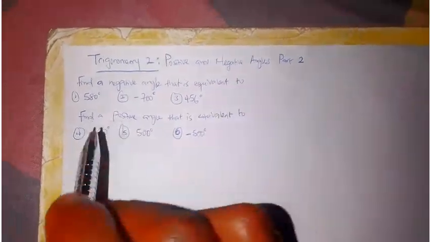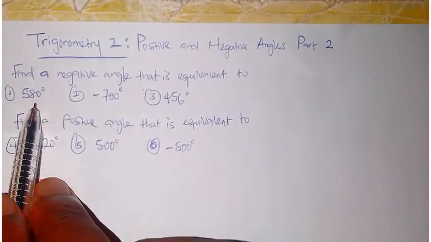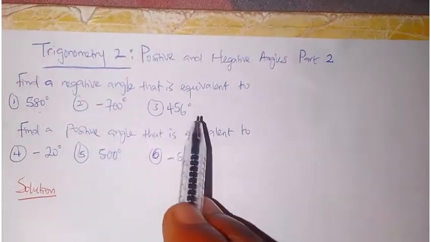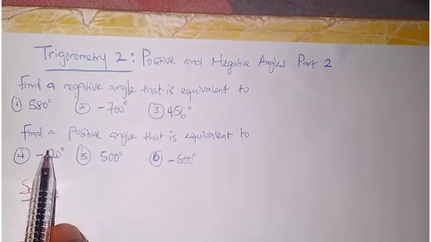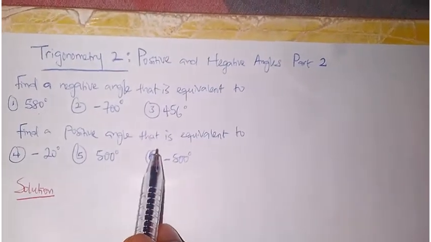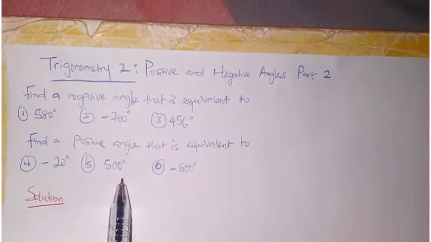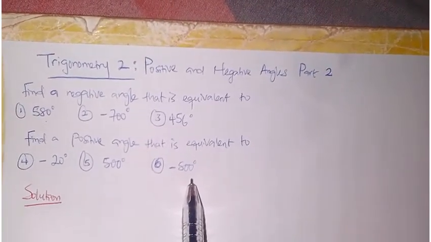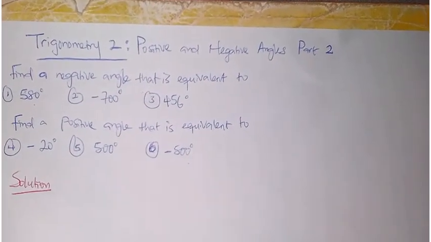Straight up. Find the negative angle that is equivalent to 580 degrees, 700 degrees, 456 degrees, and also find the positive angle that is equivalent to minus 20 degrees, 500 degrees, and minus 500 degrees. Okay, so let's see the solution to these questions.